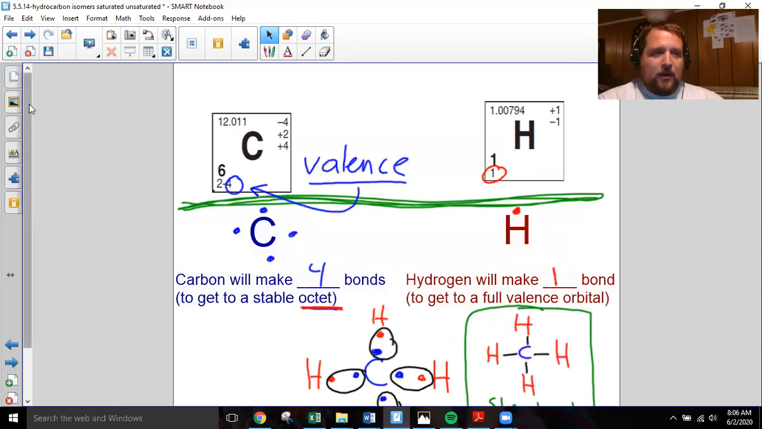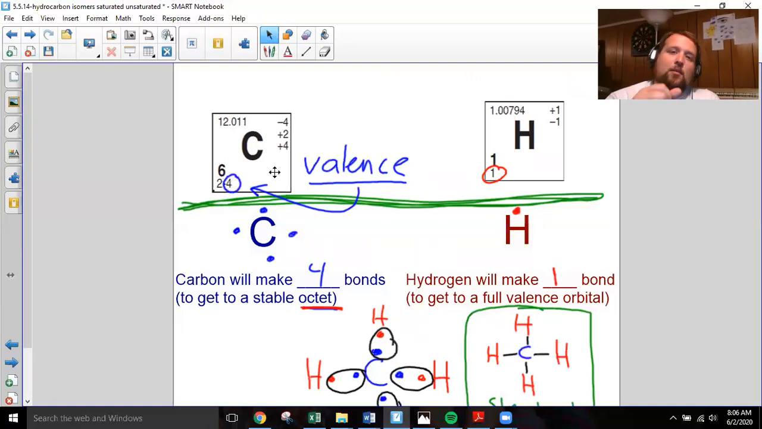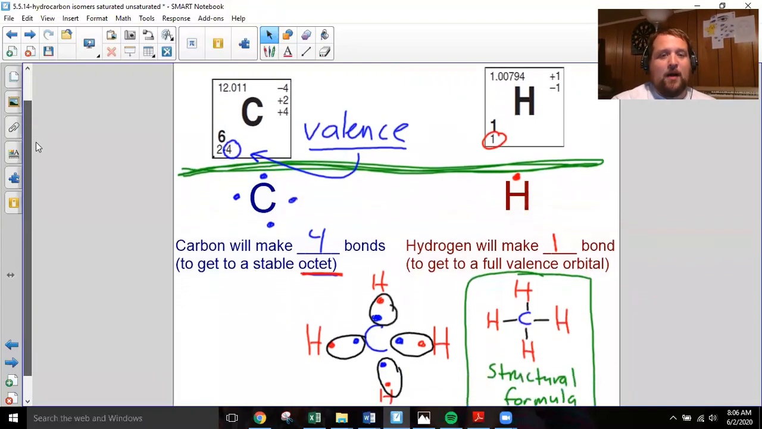Just as a quick reminder, I know we weren't in school together for the bonding unit, so this was one of the first things we did online, and it may be iffy. If you look at carbon and hydrogen on the periodic table, carbon has 4 valence electrons, and the magic number of electrons is 8. 8 is a stable number. So carbon is trying to get to a stable octet, and when it makes bonds, it's always going to make a total of 4 bonds.